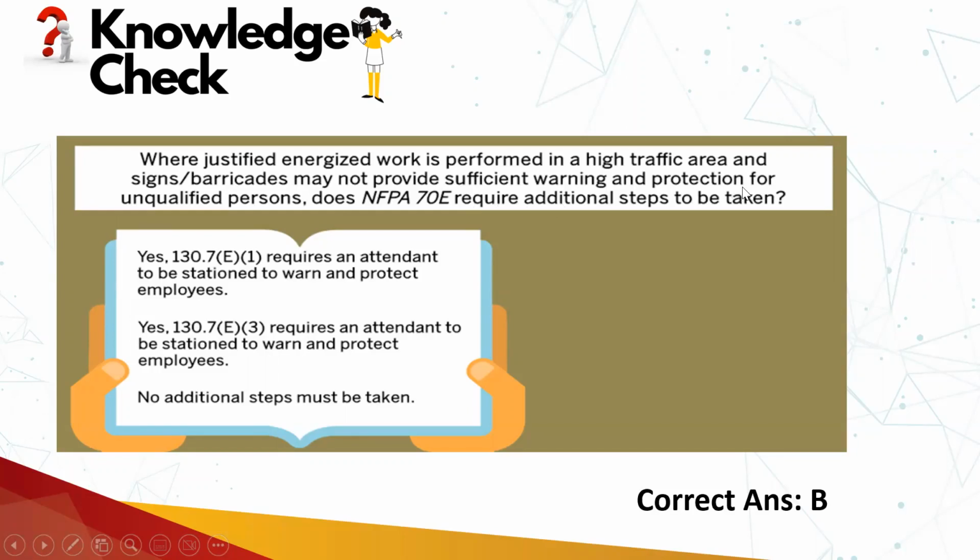Yes, we have seen in 130.7(E)(1) to (3). First, you have to use some signs there in 130.7(E)(1). (E)(2) talks about barricades, and (E)(3) talks about placing an attendant. So the right answer is B. Yes, 130.7(E)(3) requires an attendant to be stationed to warn and protect employees.